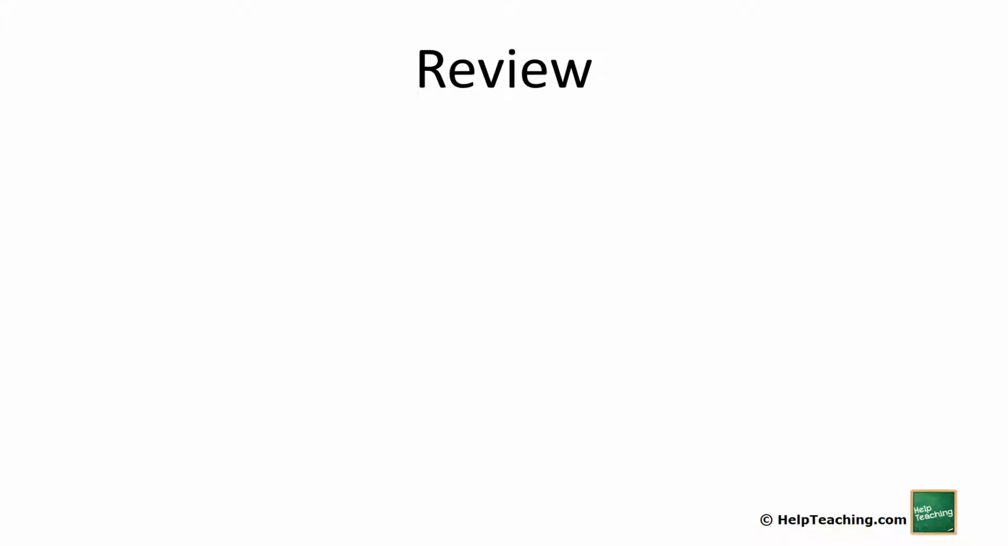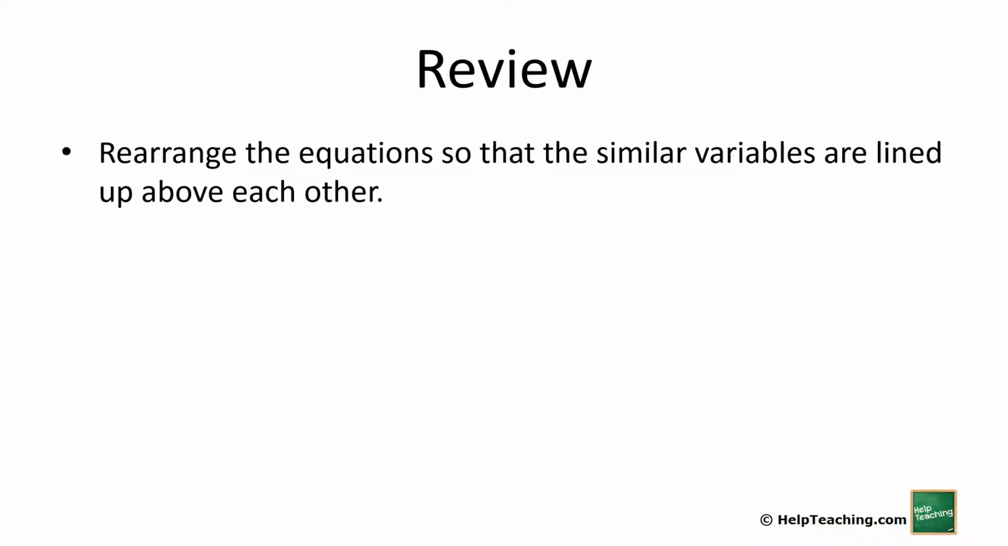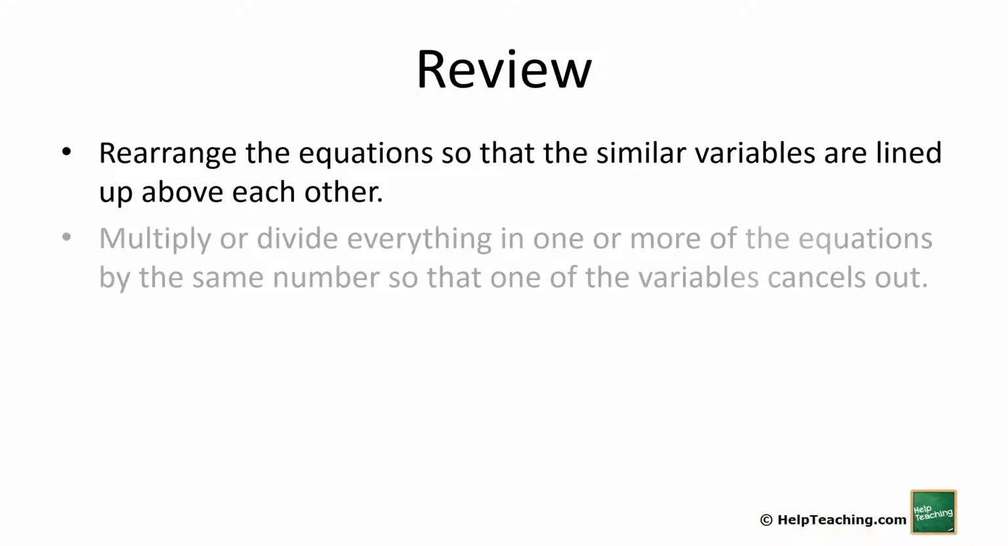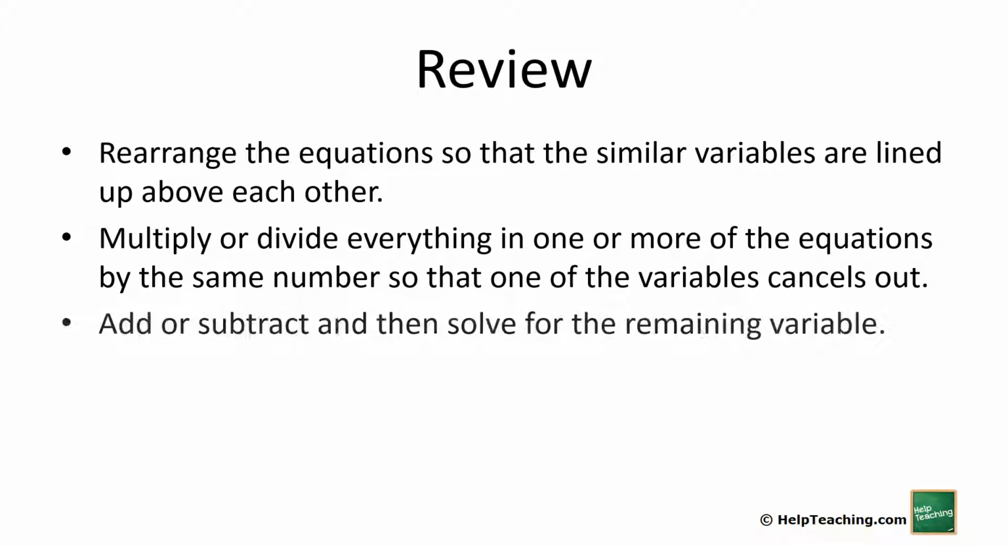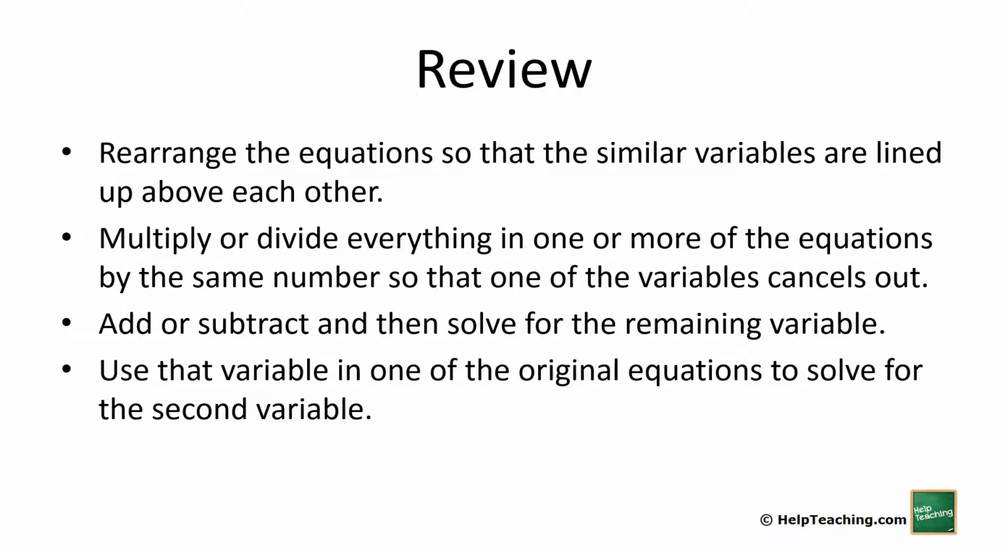So to review, we need to rearrange the equations so that the similar variables are lined up above each other. So the y's are above the y's, the x's are above the x's, and so forth. We need to multiply or divide everything in one or more of the equations by the same number so that one of the variables can cancel out. We can then add or subtract the two equations and solve for the remaining variable. Use that variable in one of the original equations to solve for the second variable.